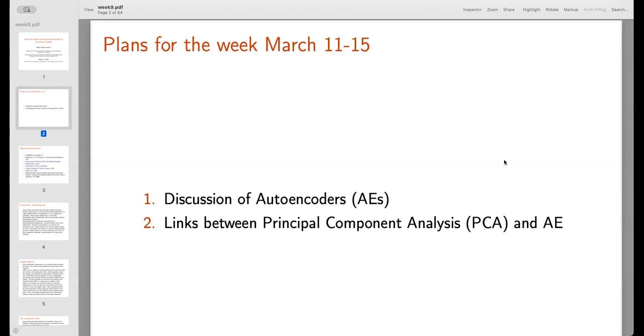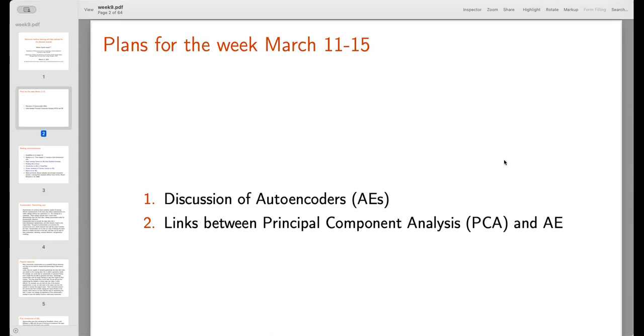So one is obviously to introduce autoencoders, which have been very popular both for regression type of problems and for classification type of problems. But it has also a very nice link with something which is called principal component analysis. Principal component analysis is something which we haven't discussed yet. So this is going to be our first encounter with an unsupervised method.